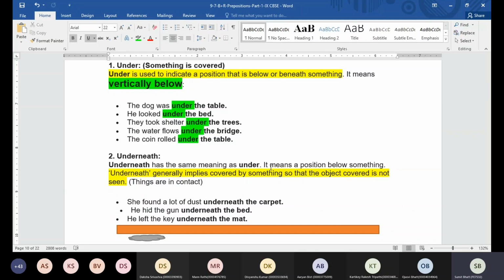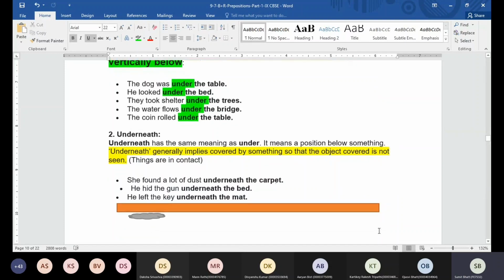So again, we can see there is a mat and the keys are completely covered by the mat, and things are in complete contact, guys. Okay, so we use the word underneath. This is just a picture here. So we can imagine this is the mat, and this one is the key here.